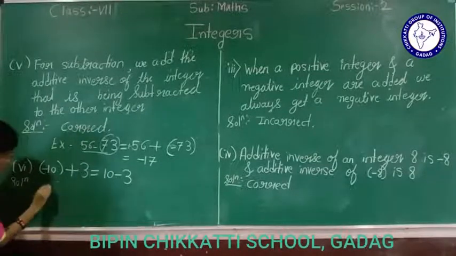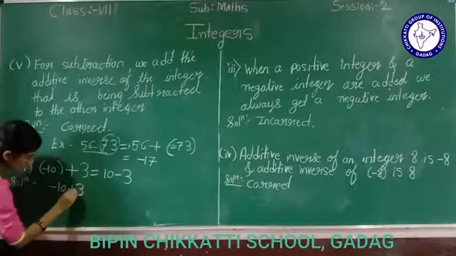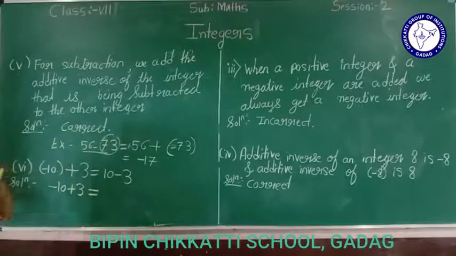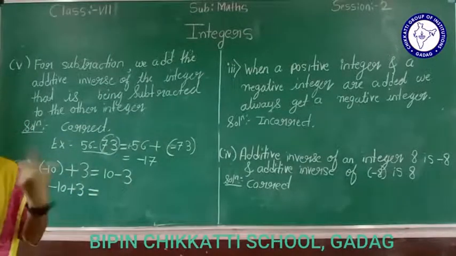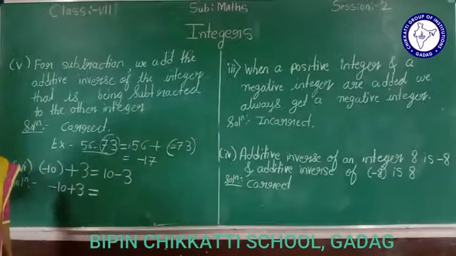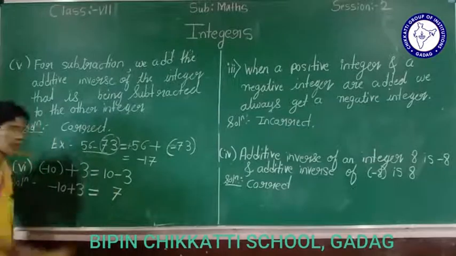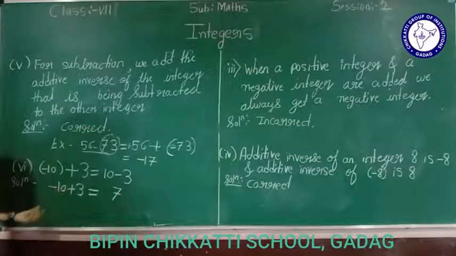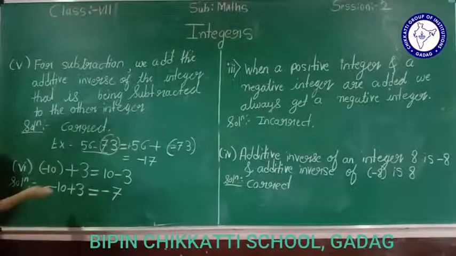So what is the answer of minus 10 plus 3? I told you that minus plus is minus. 10 minus 3 is 7. Which is the bigger number? 10. 10 has the minus sign. Yes or no? Now we got minus 7.